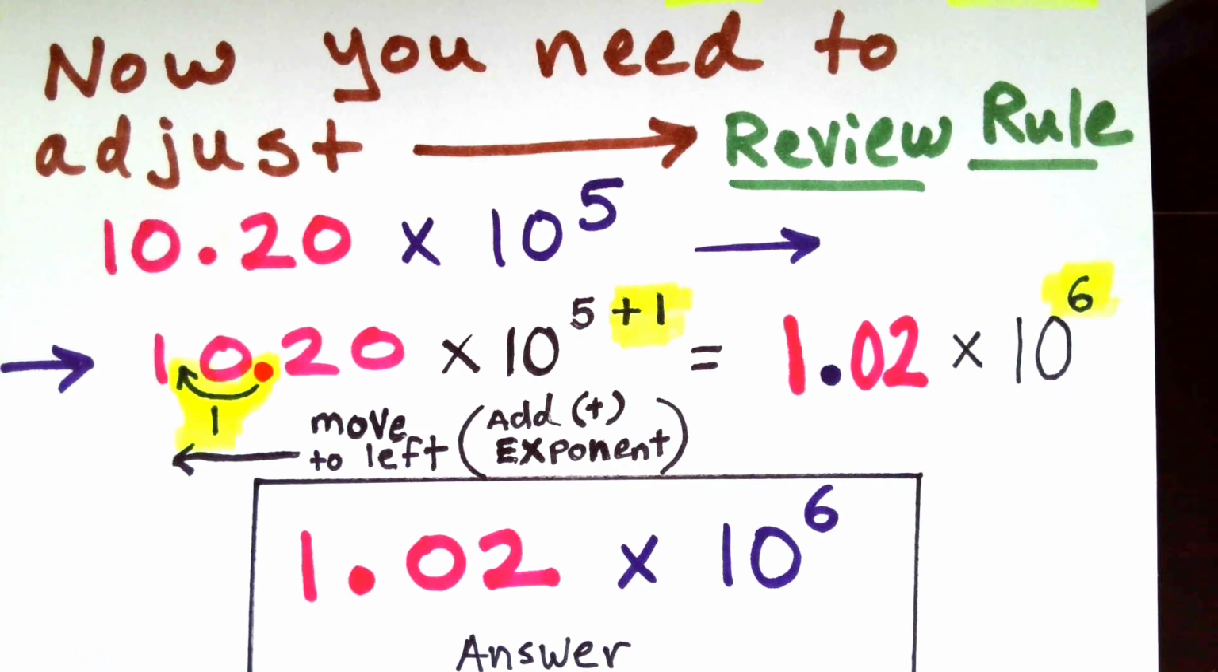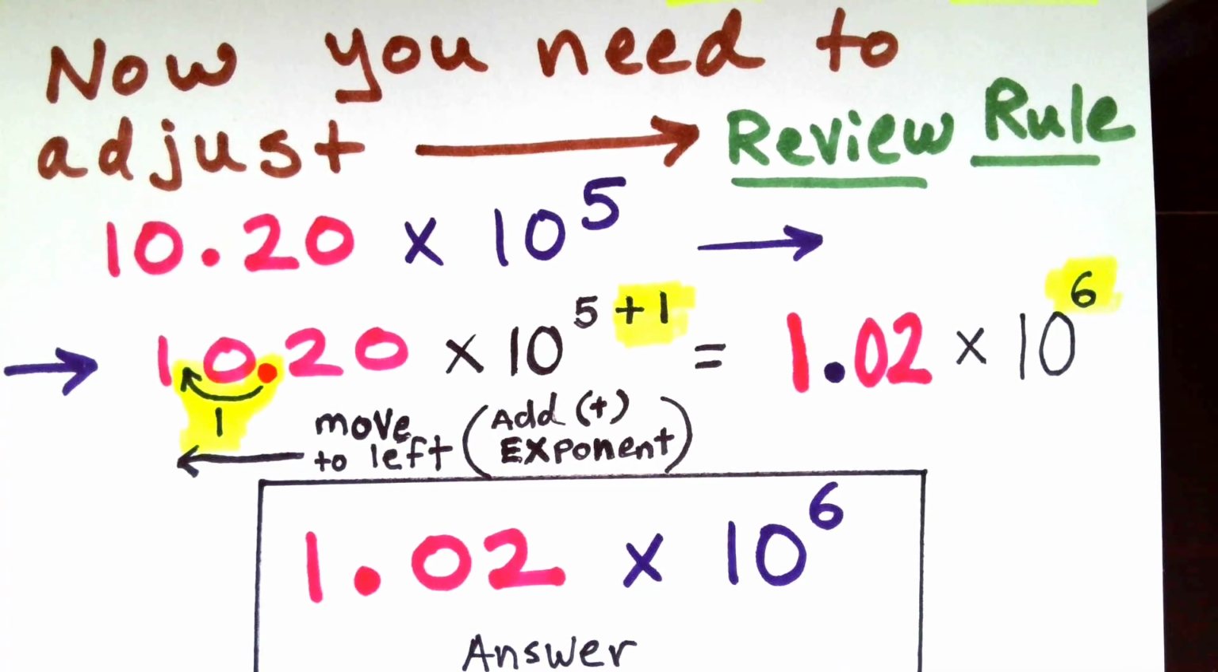Let's take a look. Our answer is 1.02 times 10 to the 6th power. That's the product of this particular problem. Remember, product means answer to a multiplication problem.